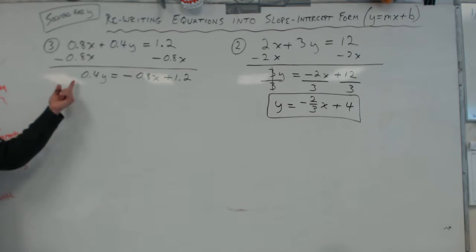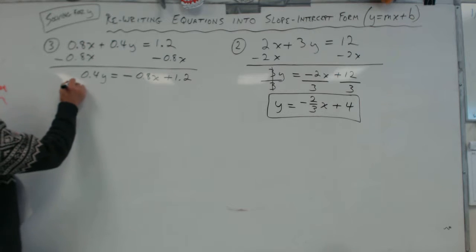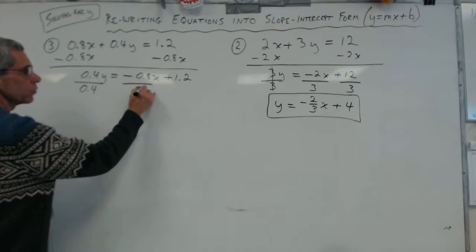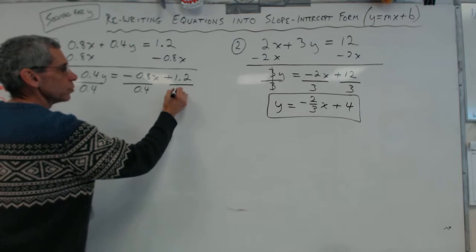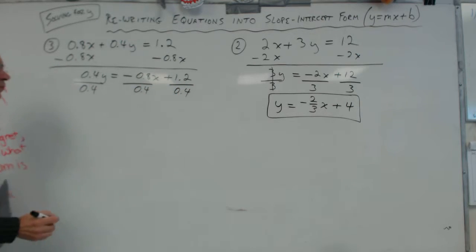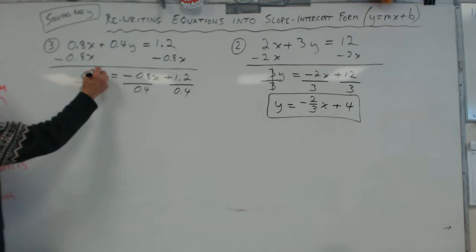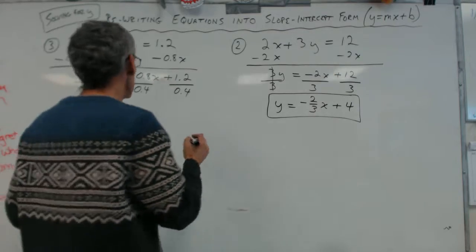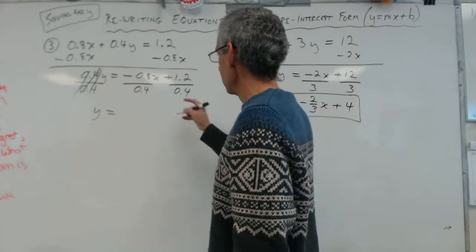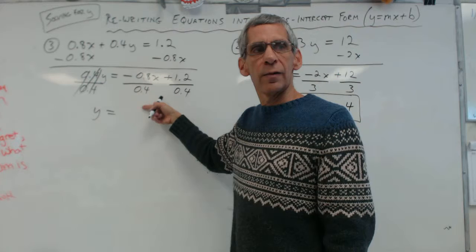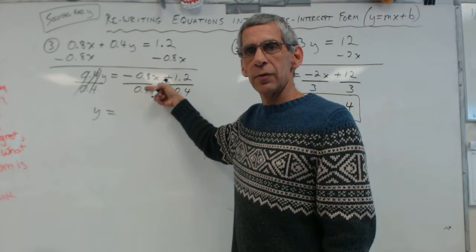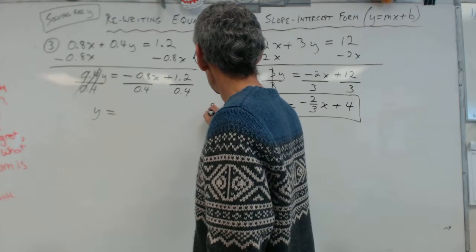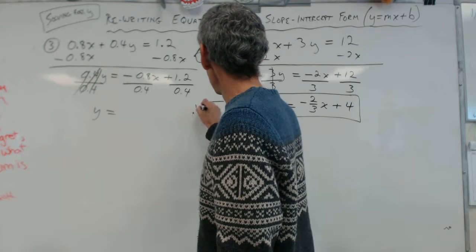So now I have this problem here. I'm going to divide by 0.4, divide by 0.4, divide by 0.4. They all go in evenly, so this all crosses out, so I have y equals. Now with these, until you get comfortable with them, it's top divided by bottom, right? So top, 0.8, and I'm dividing 0.4 into it.